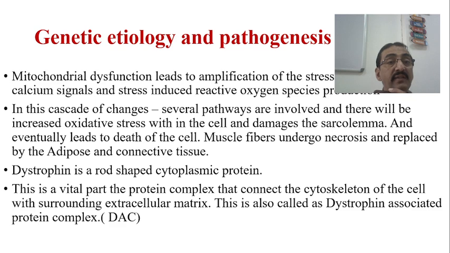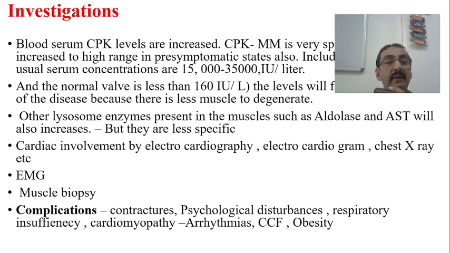So usually dystrophin is a rod-shaped cytoplasmic protein. This is a vital part of the protein complex that connects the cytoskeleton of the cell with the surrounding extracellular matrix. This is also called the dystrophin associated protein complex, which is also called DAC. Previously also we have heard these two words, DAC. Okay, this is also called the dystrophin associated protein complex. I hope now the pathology is very clear, why this is happening.